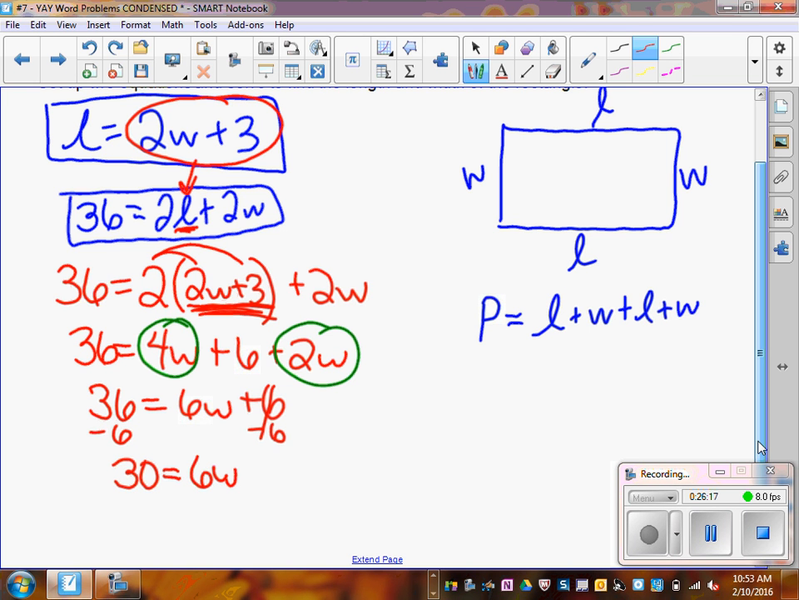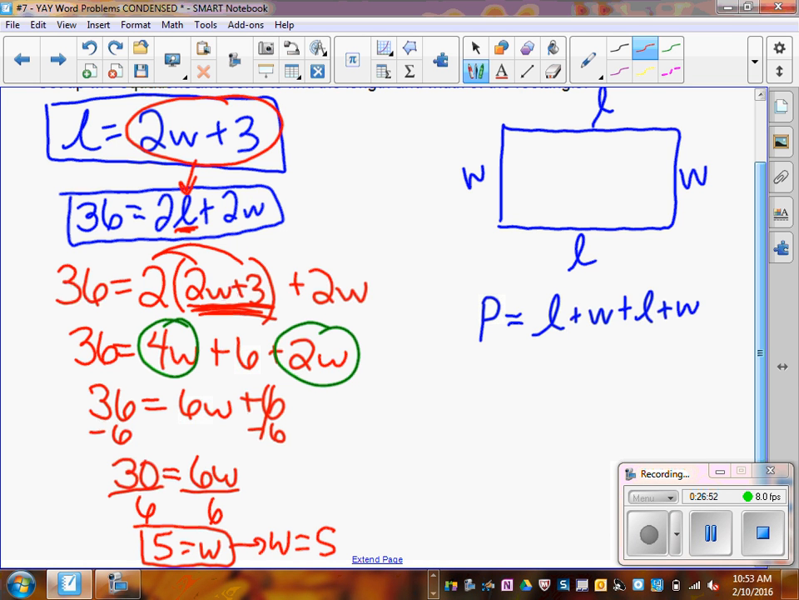Yes! That's exactly what we do, Kiwan. We divide! Right now it's 6 times W. The opposite of multiplying is dividing. And what is 30 divided by 6? 5. Good job. Just 5. Alright? I prefer this one, but just because my W was on that side, that's why I left it.